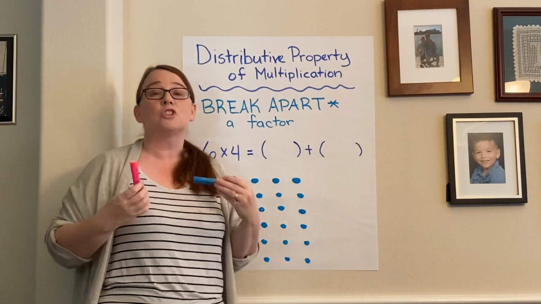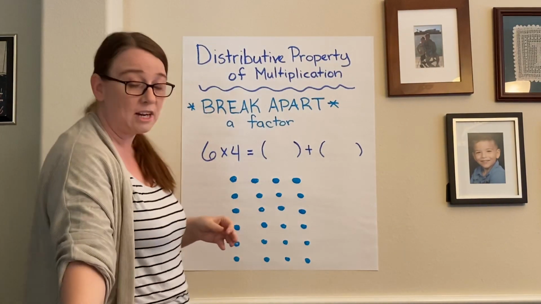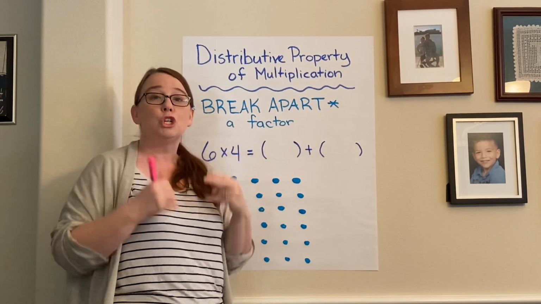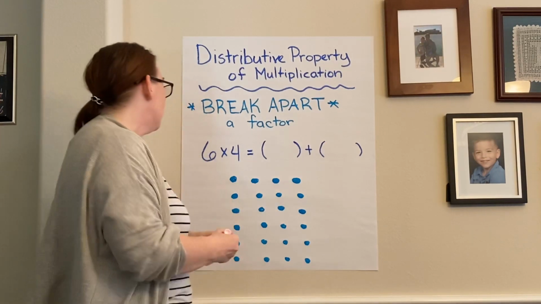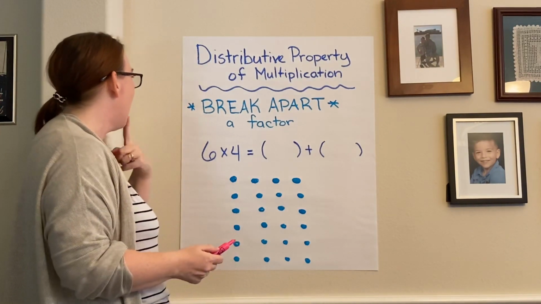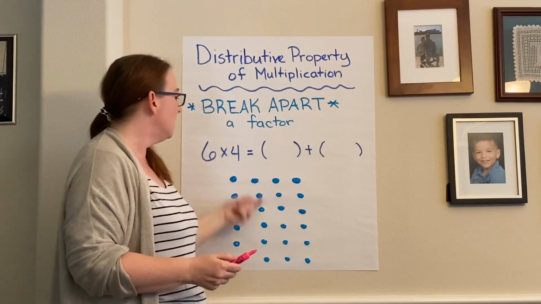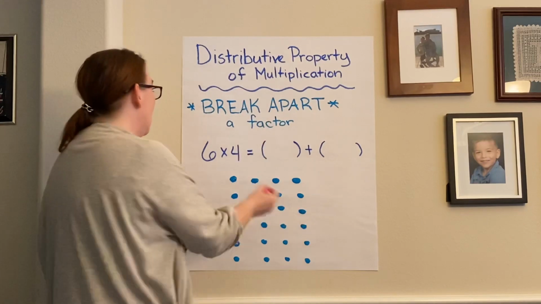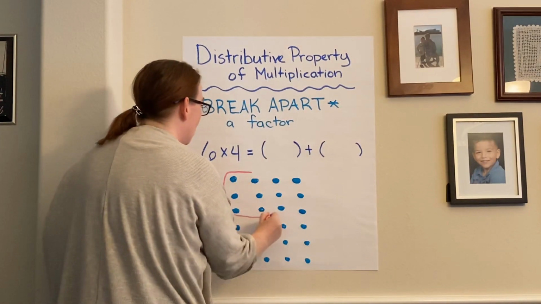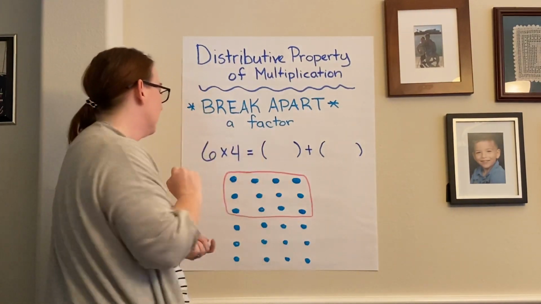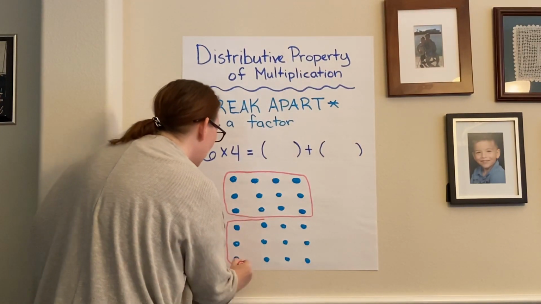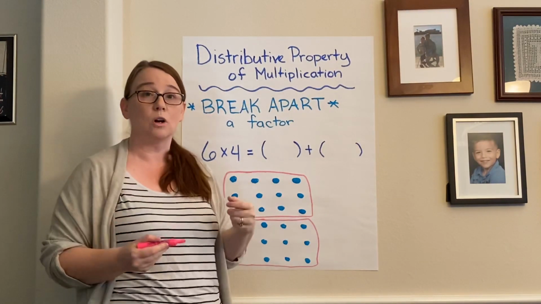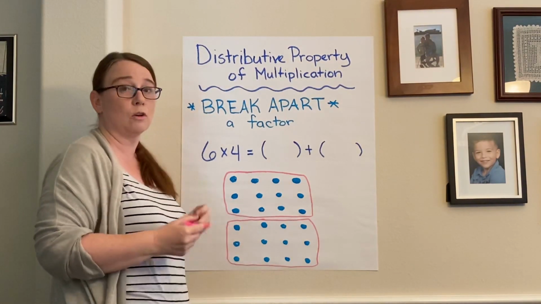But using the distributive property or the break apart strategy, we are going to break this up into 2 smaller arrays. So for example, let's say I want to divide this array up into 2 smaller arrays. So what I could do is I could have one array here and one array here. I'm splitting this array for 6 times 4 into 2 smaller arrays.